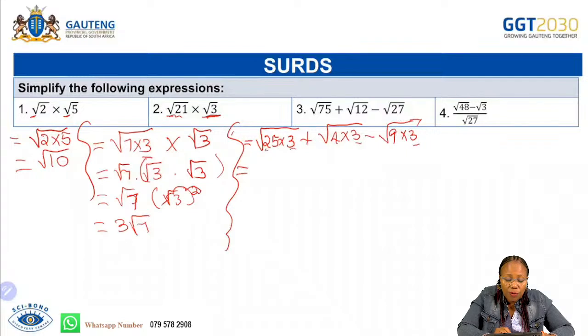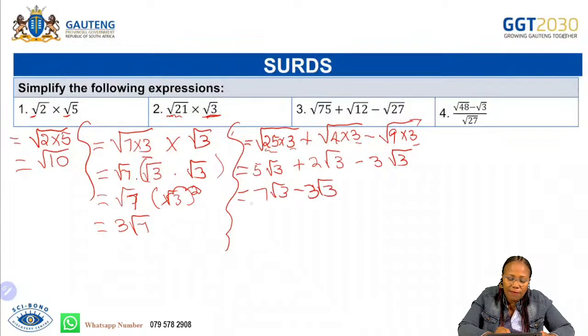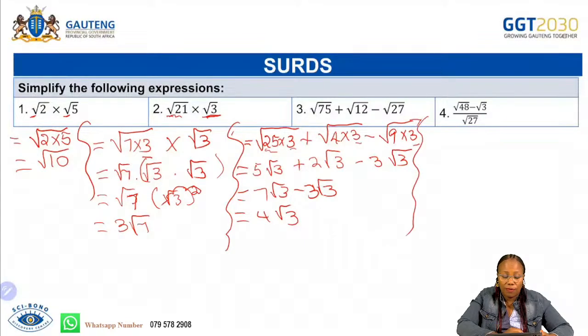And the square root of 25, we know that it's 5. And then we are left with square root 3 in there. The square root of 4 is 2, we are left with square root 3. The square root of 9 is 3, we are left with square root of 3 there. Then now it's 5 square root of 3 plus 2 square root of 3, which is 7 square root of 3, minus 3 square root of 3. 7 minus 3, 4 square root of 3. That is how you solve that one.